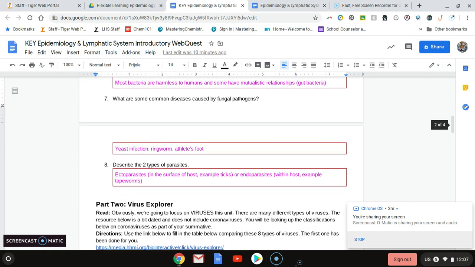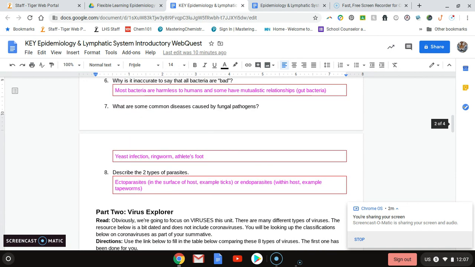Okay, going on. What are some common diseases caused by fungal pathogens? Most of us said yeast infections, ringworm, athlete's foot. Describe 2 types of parasites. There are ectoparasites, those that live on the surface, an example would be a tick. And then endoparasites, those that live inside the host, and that would be something like a tapeworm.